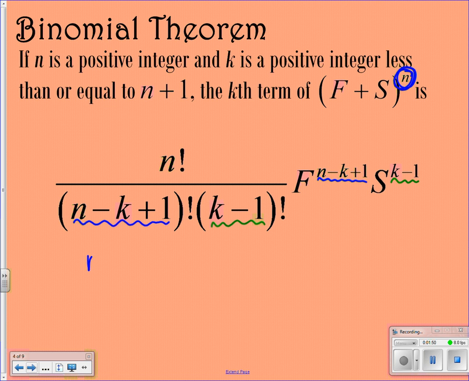Now, n minus k plus 1 plus the k minus 1 actually just equals n, because your k's cancel and your 1's cancel. So these two numbers in your denominator are always going to add up to n, whatever your n is, whatever your exponent is. So that's your formula. You do need to memorize it. I'm going to show you how to use it on the next page.